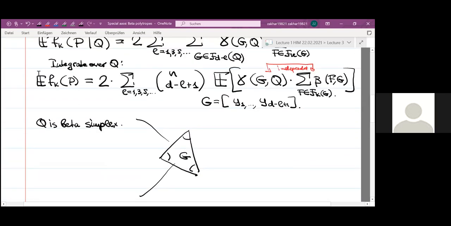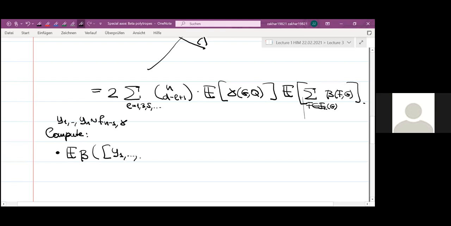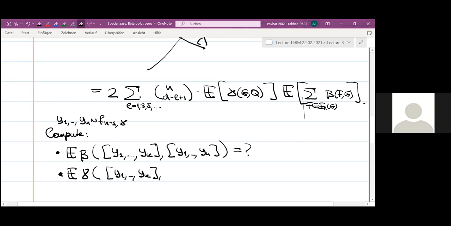And now we reduce the problem of the computation of this vector to the following one. The remaining problem is to compute the expected internal angle and the expected external angle in a random simplex. So suppose that y1, ..., yn form a beta simplex in the n minus one dimensional space with parameter gamma. Then we need to compute two sorts of quantities. The first quantity is the expected internal angle at some face, say y1, ..., yk, inside y1, ..., yn. And the second problem is to compute the external angle of y1, ..., yk inside y1, ..., yn, where y1, ..., yn is a beta simplex.